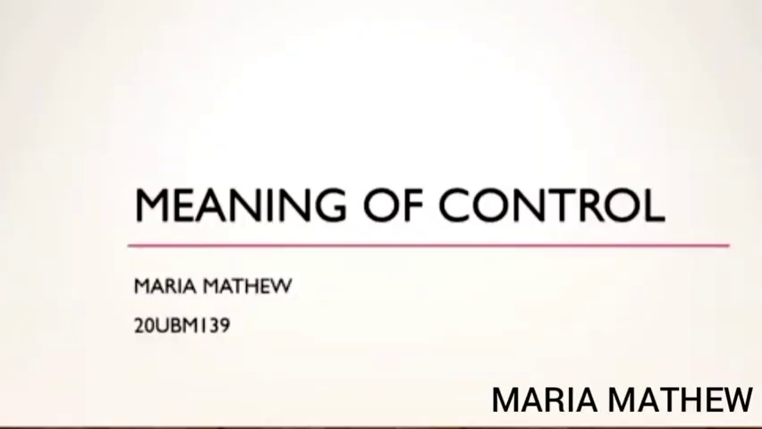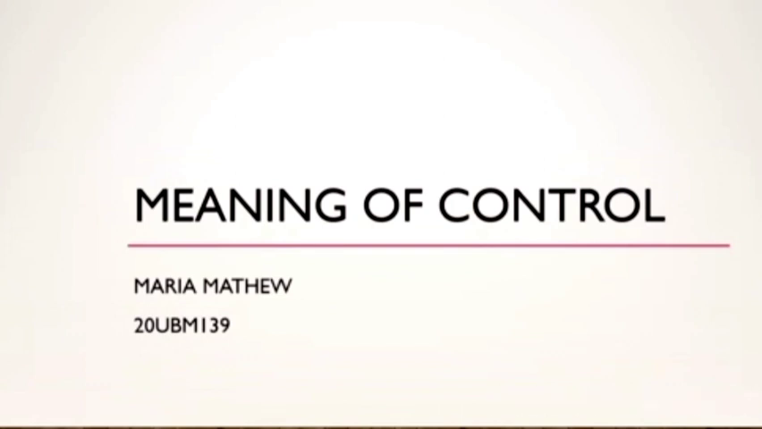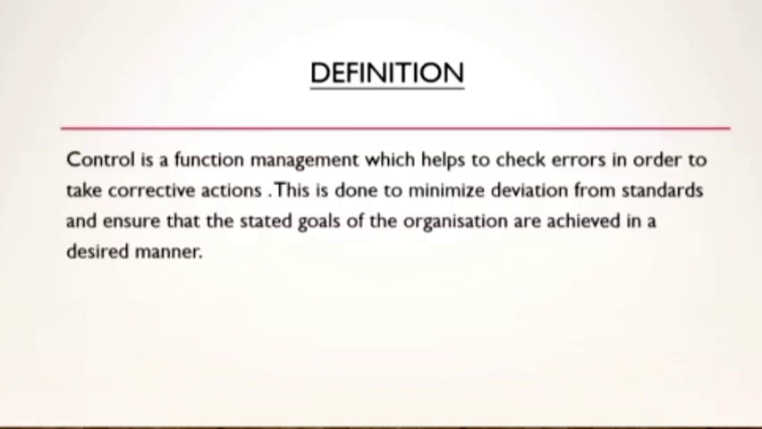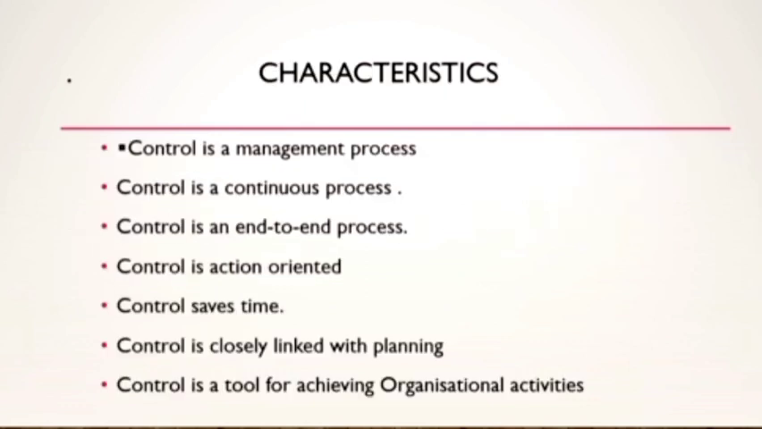Controlling means ensuring that activities in an organization are performed as per the plans. Let's go through the definition of controlling. Controlling is a management function which helps to check errors in order to take corrective action. This is done to minimize deviation from standard and ensure that the stated goals of the organization are achieved in a desired manner. Let's go through various characteristics of the controlling process.